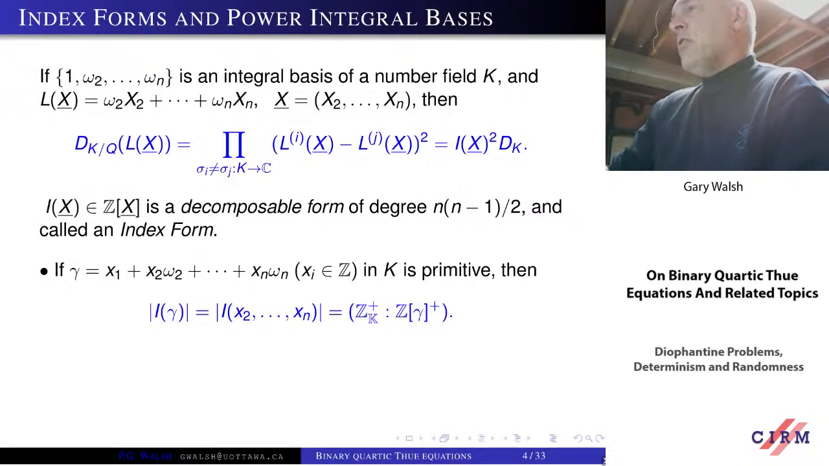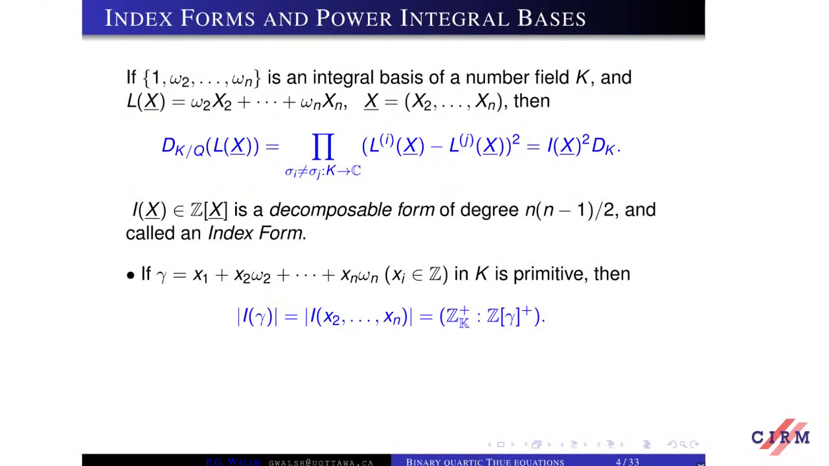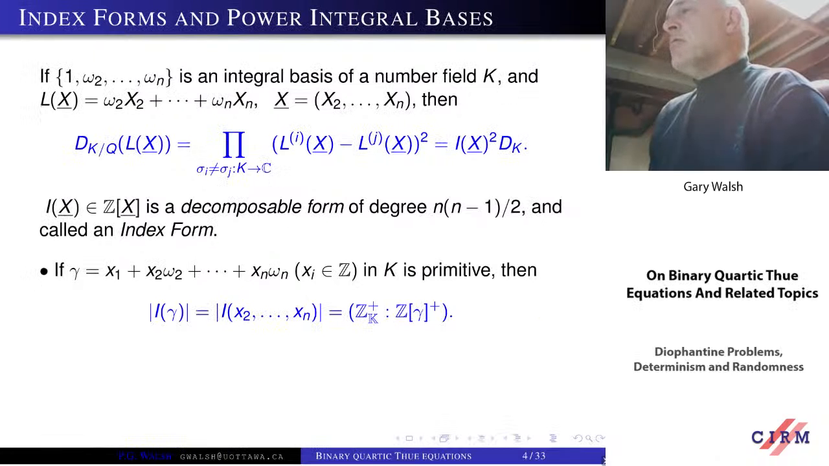In particular, let's look at what this index form gives you. It gives you a measure of how far away a number will generate a basis of the field. So let's take some gamma in the field K and write it out in the basis: x1 plus x2 omega 2 and so on.